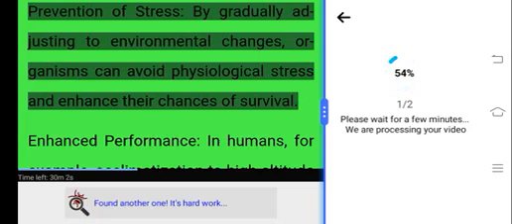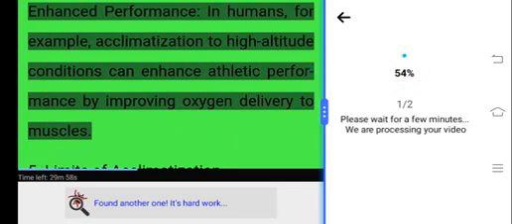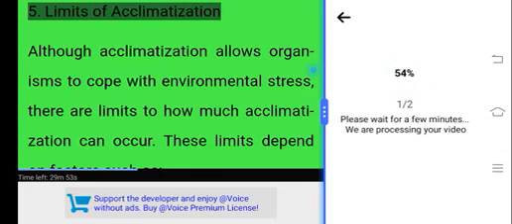Prevention of stress. By gradually adjusting to environmental changes, organisms can avoid physiological stress and enhance their chances of survival. Enhanced performance. In humans, for example, acclimatization to high altitude conditions can enhance athletic performance by improving oxygen delivery to muscles.